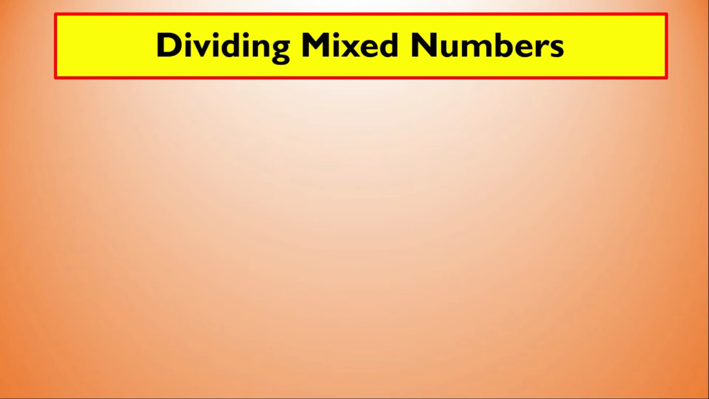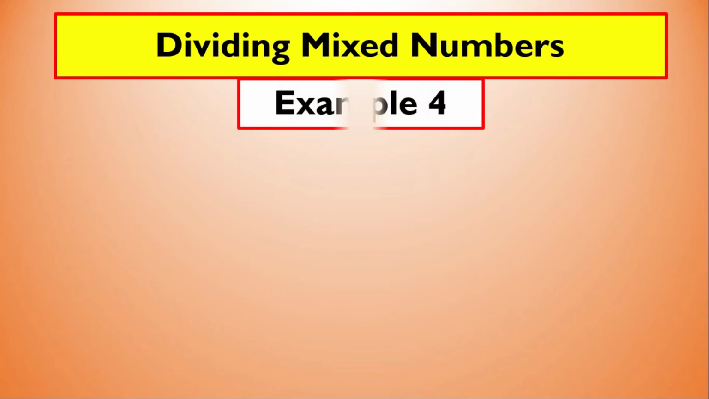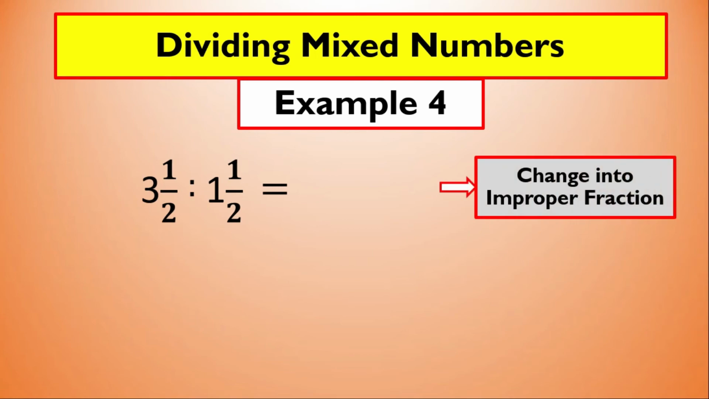The fourth example, dividing mixed numbers. Let's try to find 3½ divided by 1½. First, change the mixed numbers into improper fractions. 7 over 2 divided by 3 over 2.